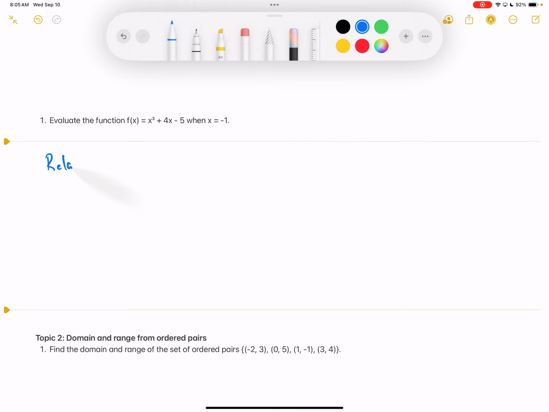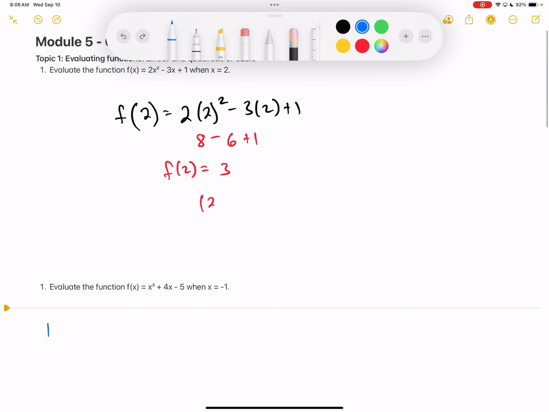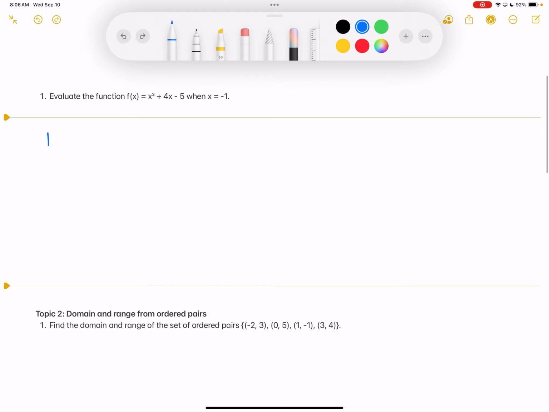So you have, well, let me do this. I'm going to write intro right here just so we know it's not that problem. So a relation is any set of ordered pairs.